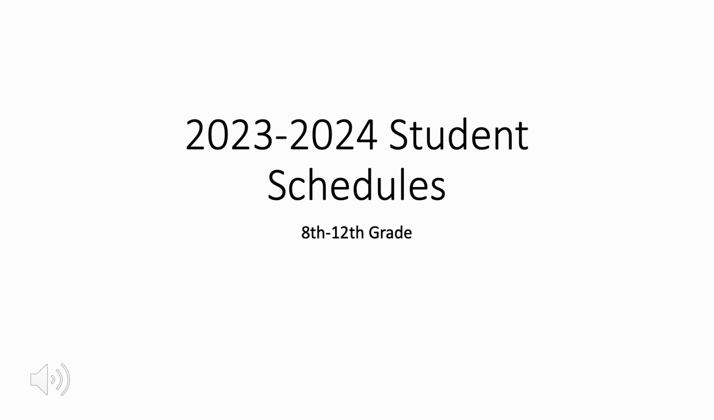We know that schedules look different from last year, so we wanted to give you some support for understanding what the designations mean and how to know which classes your student is enrolled in for fall and spring semesters. This slideshow is for 8th through 12th grade students at PK Young. If you are a 6th or 7th grade student or the parent or family member of a 6th or 7th grade student, please see the 6th, 7th grade student schedule slideshow. So again, this is for our 8th through 12th grade students and families.